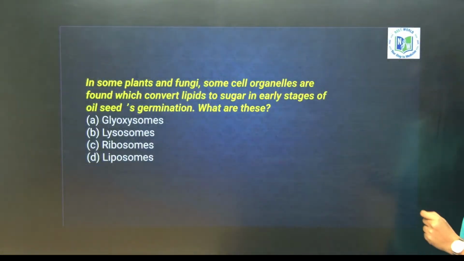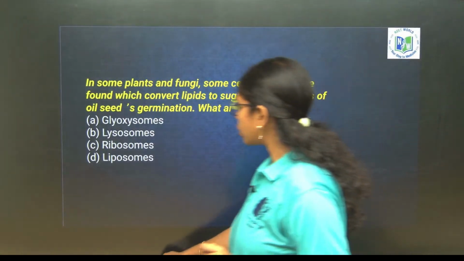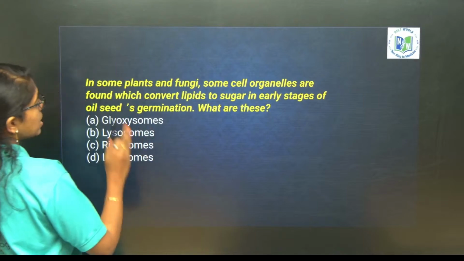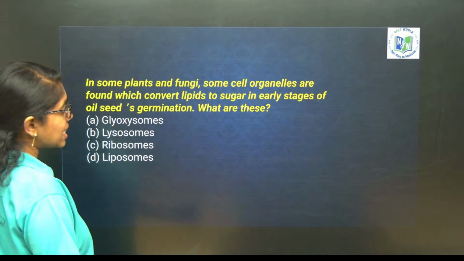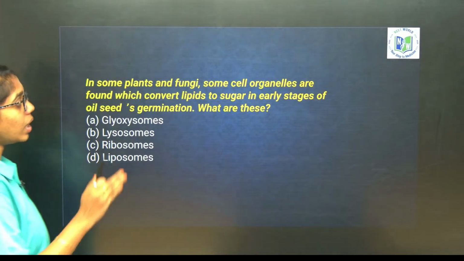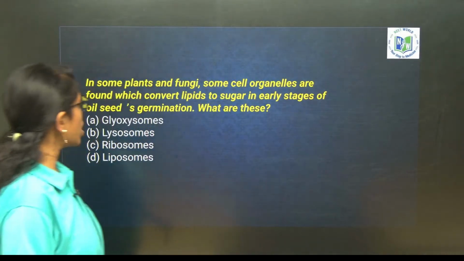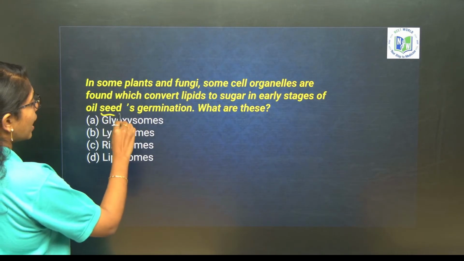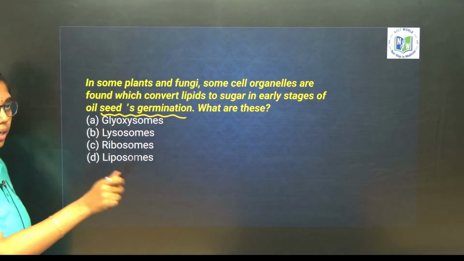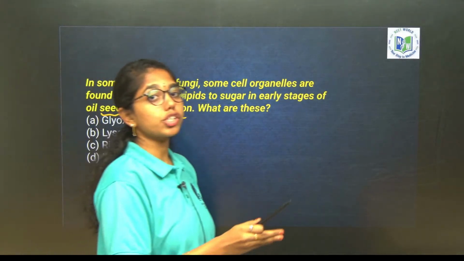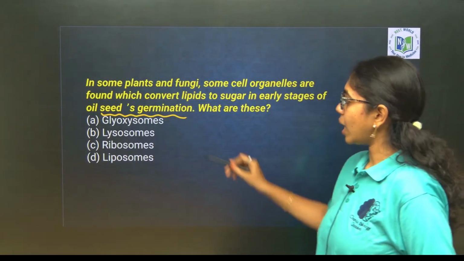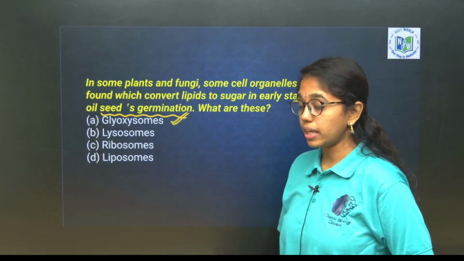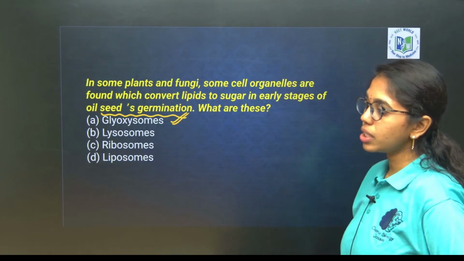Next question, if you see, this question is on the glyoxysomes organelle. Of course, I am telling you the answer itself, but then you look into the topic. In some plants and fungi, some cell organelles are found which convert the lipids to sugar in the early stages of seed germination. What are these? So, during the early seed germination, fats are converted to sugars by a specialized peroxisome. Those specialized peroxisomes are glyoxysomes, which will activate the cycle called the glyoxylate cycle. Now we are going to look into what is glyoxylate cycle as well.